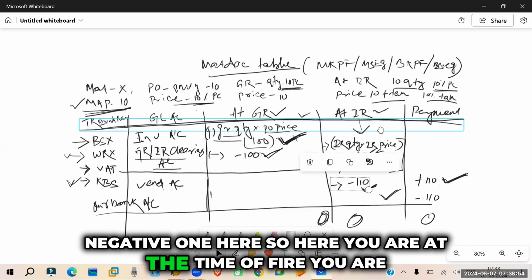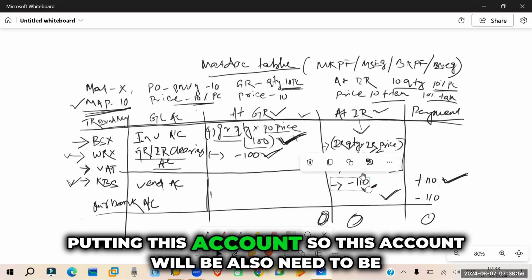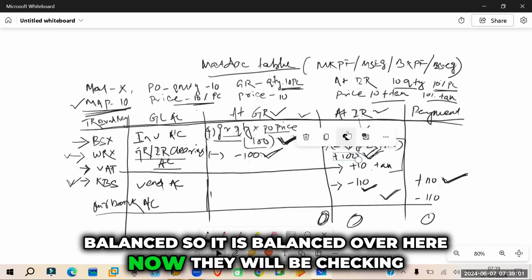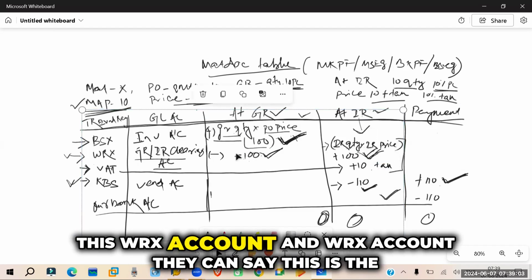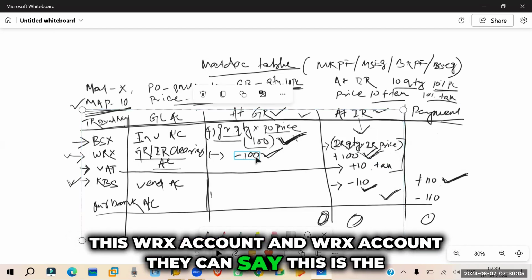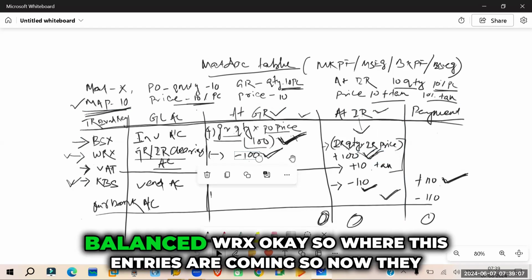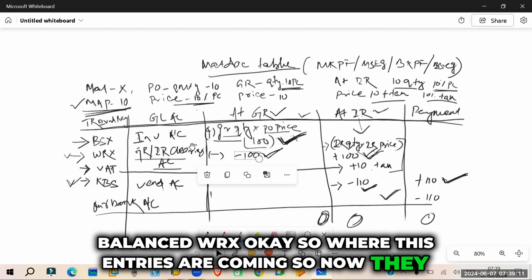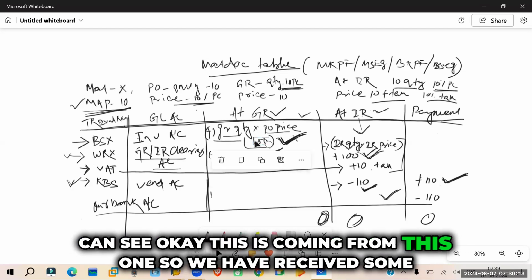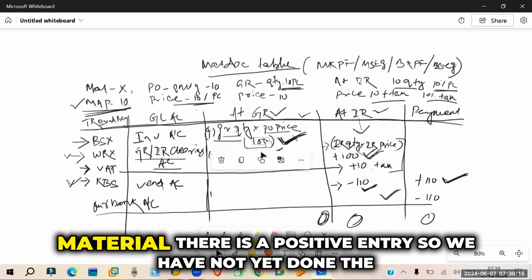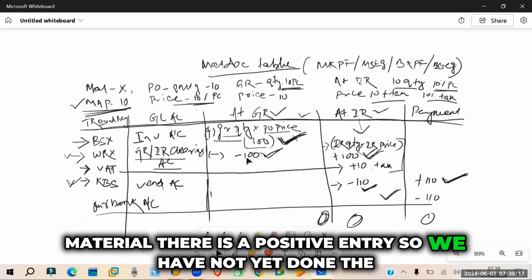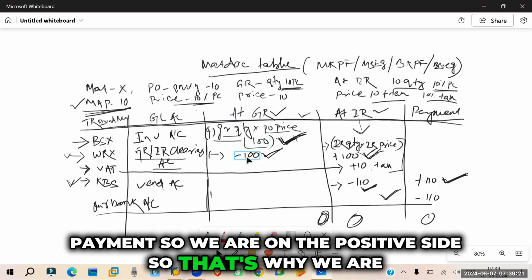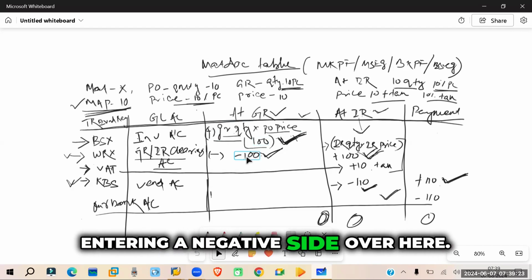So here at the time of hire, you are putting this account, so this account also needs to be balanced, and it is balanced over here. Now they will be checking this WRX account, and they can say this is the balanced WRX. So where are these entries coming from? Now they can see this is coming from this one. We have received some material, there is a positive entry, and we have not yet done the payment, so we are on the positive side. That's why we are entering a negative entry over here.